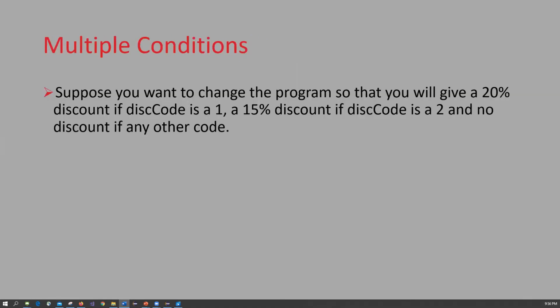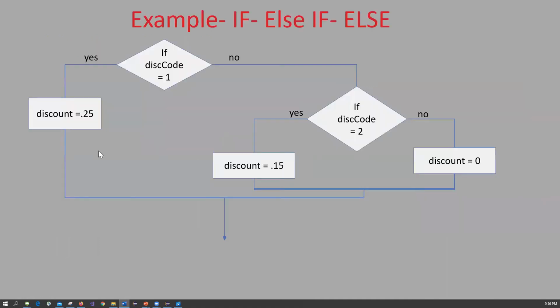Okay, let's change this up a little bit. Suppose you want to change the program so that you will have a 20% discount if the discount code is a 1, a 15% discount if the discount code is a 2, and no discount if there's any other code. Okay, so let's take a look at this one.